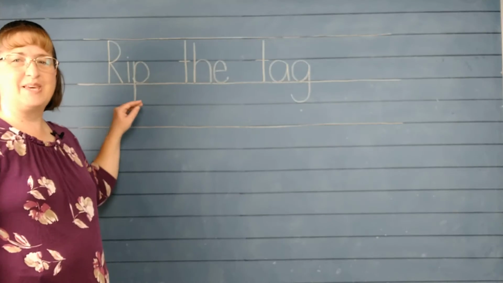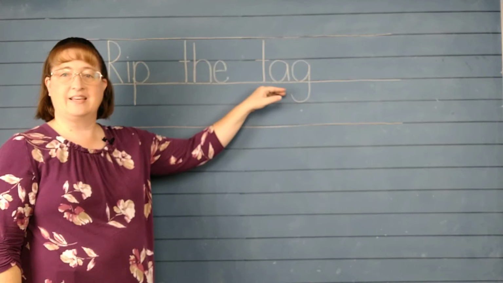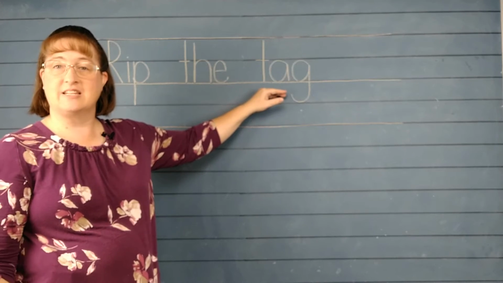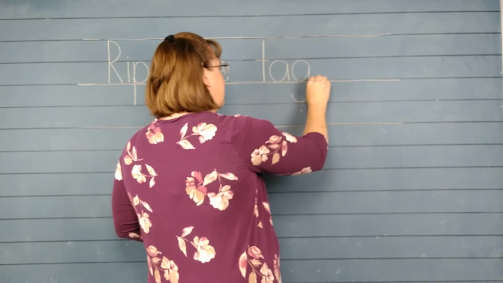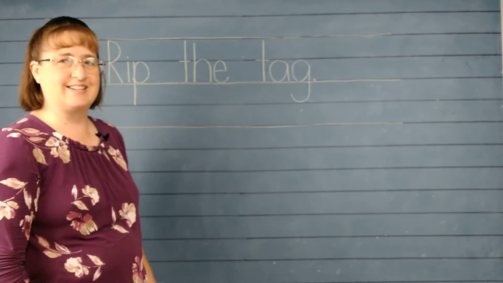Okay, read it with me. Rip the tag. What goes at the end of our sentence? Because this is the end. We put a period. That tells us this is the end. Whoever's reading it will know this is the end.